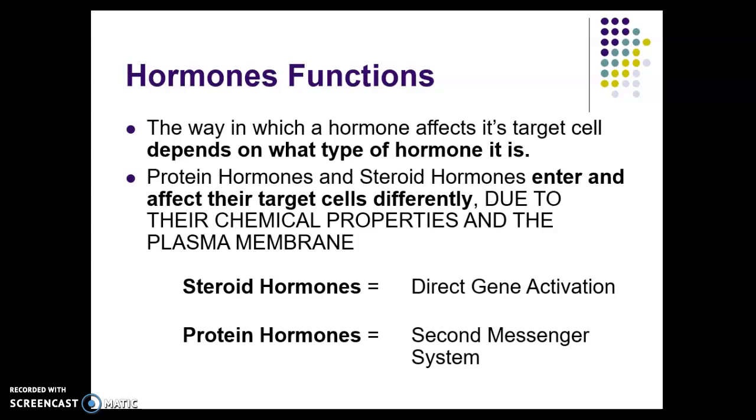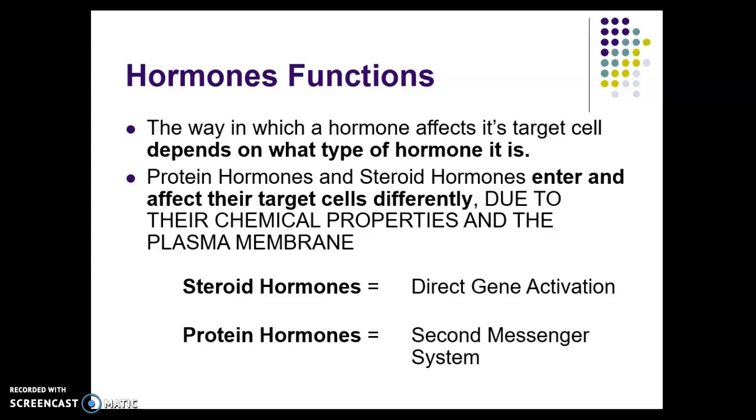Protein hormones, however, are larger charged amino acids. They are hydrophilic. They cannot pass through the plasma membrane. So because of these chemical properties, how they affect their target cells is different. Steroid hormones, because they are able to pass through the plasma membrane, have their receptors located on the inside of the cell, and they can do a process called direct gene activation.